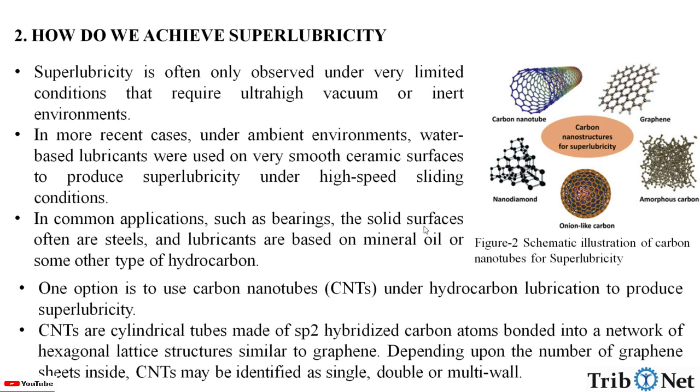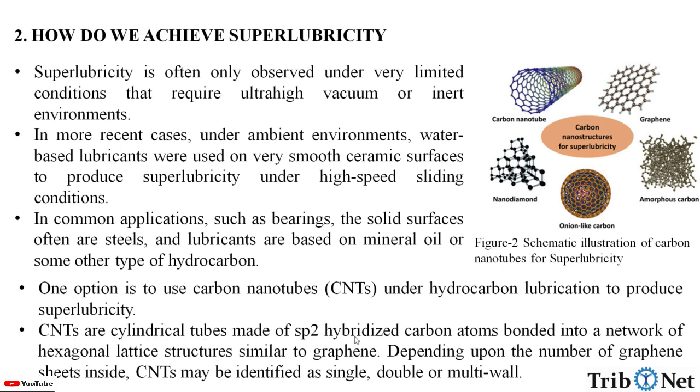In a common application such as bearings, the solid surfaces are often steels and lubricants are based on mineral oil or some other type of hydrocarbons. One option is to use carbon nanotubes under hydrocarbon lubrication to produce superlubricity.